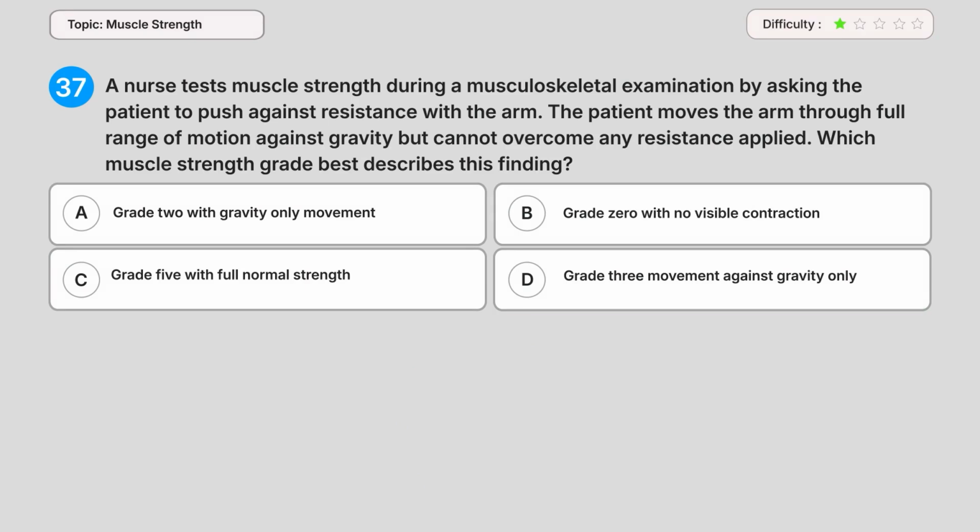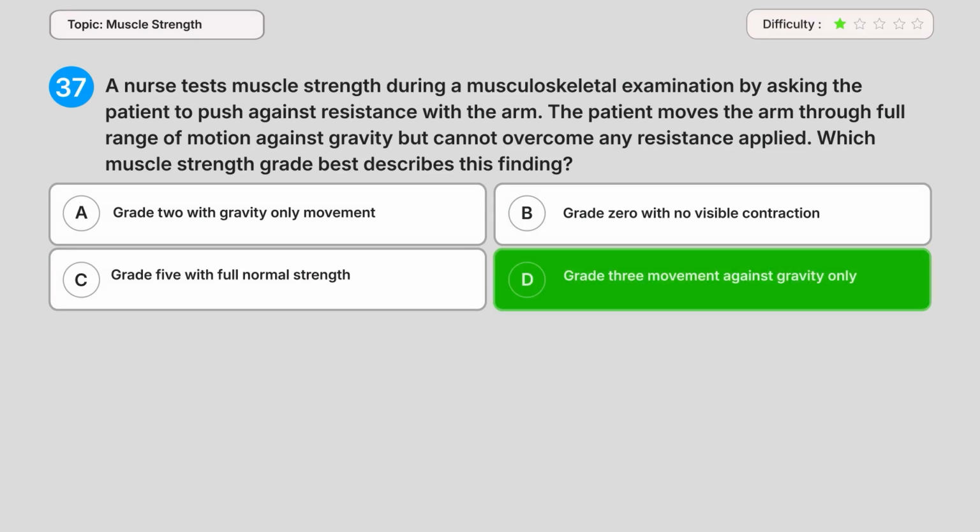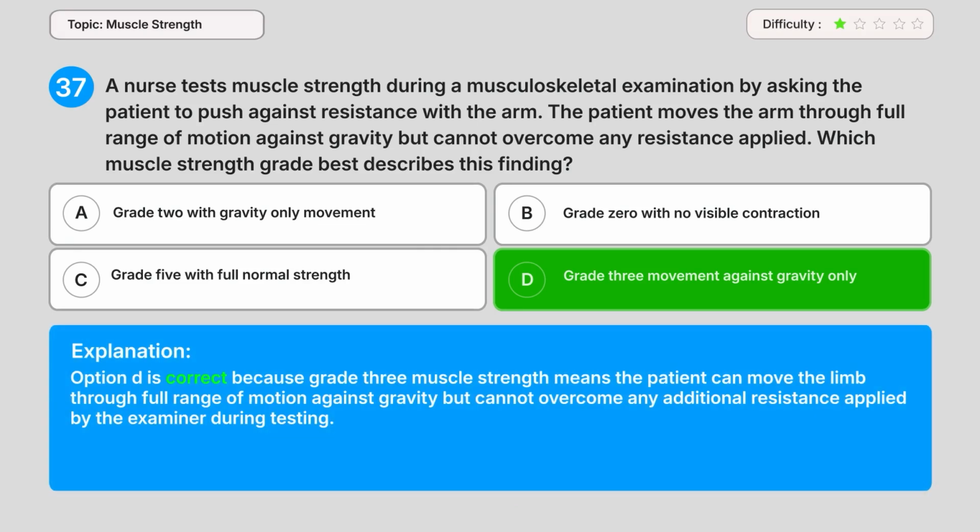Correct answer, D. Grade 3 movement against gravity only. Explanation. Option D is correct because grade 3 muscle strength means the patient can move the limb through full range of motion against gravity, but cannot overcome any additional resistance applied by the examiner during testing.